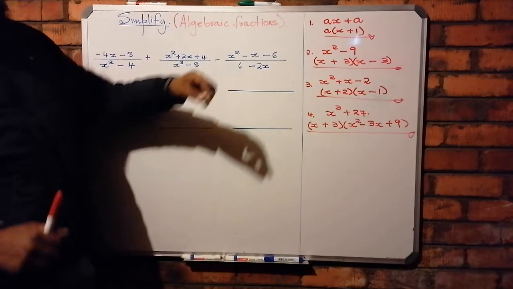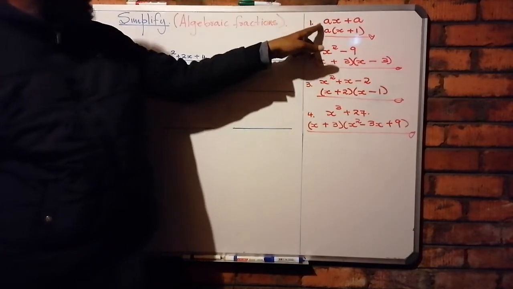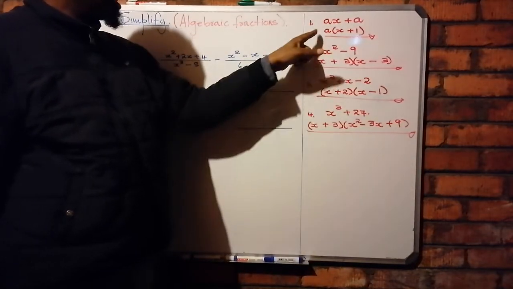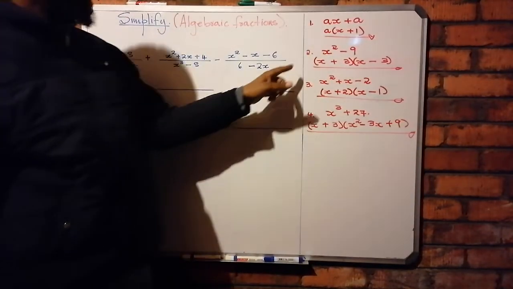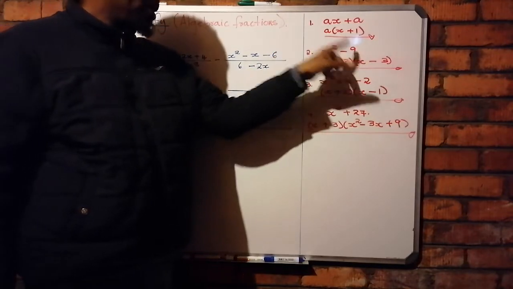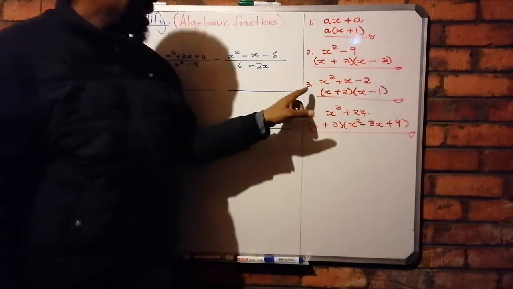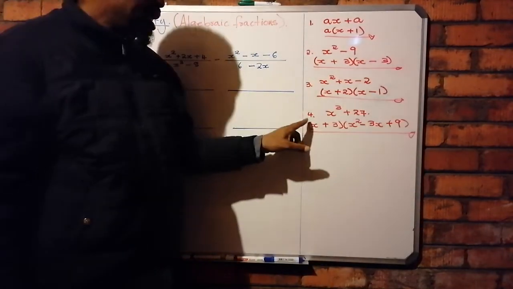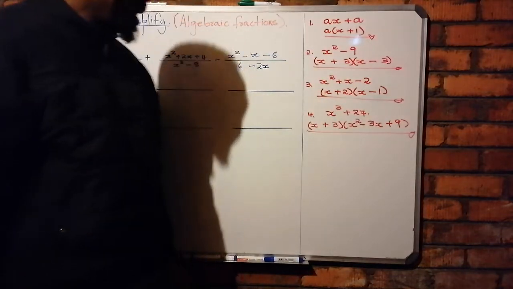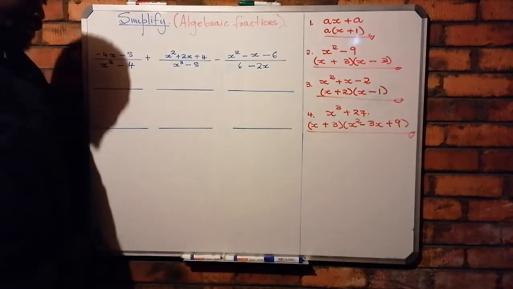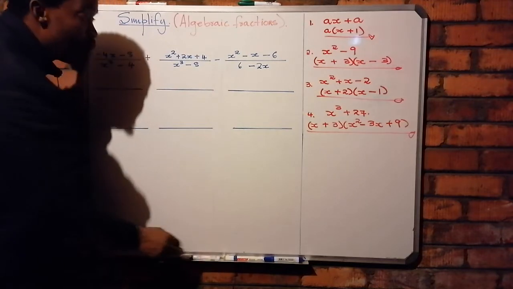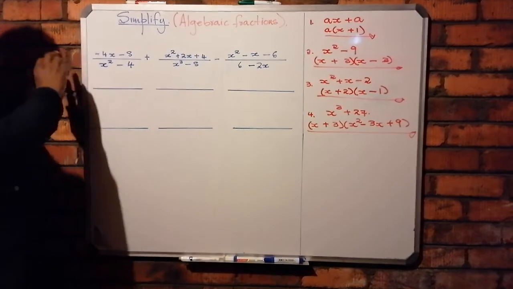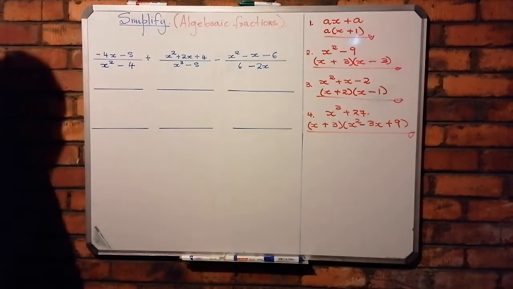Let's go through this again. Make it a point that you can factorize an expression where you just remove the highest common factor. Number two, you can factorize the difference of two squares. Number three, you can factorize a quadratic expression. Number four, you can factorize sum or difference of two cubes. Now, if you can do all those, I'm telling you now, you won't have any problem here.